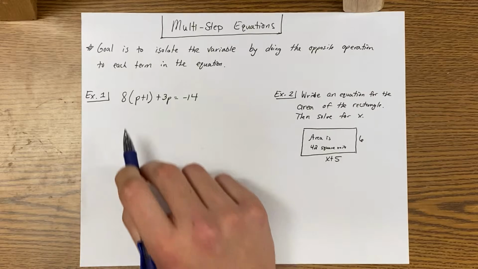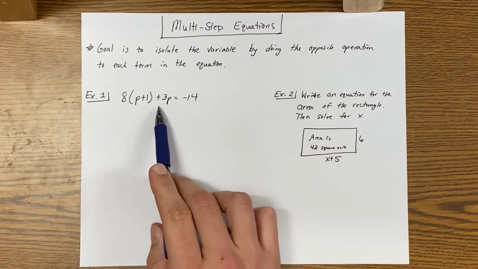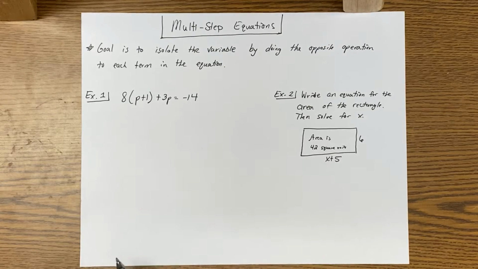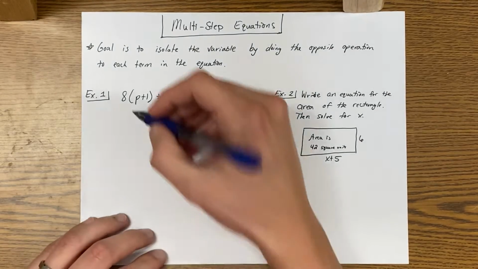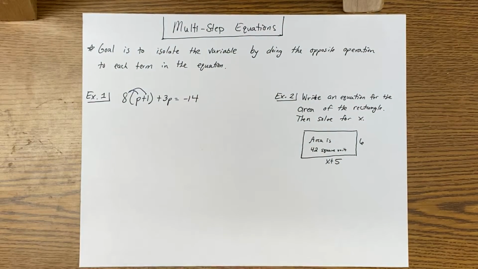All right, so our first example says 8 times the quantity of p plus 1, plus 3p equals negative 14. So our goal here is to solve for p. The first thing we want to do is we notice the parentheses. That means we want to do the distributive property. When we do the distributive property, we're multiplying the number or the term that's on the outside of the parentheses by each term that's on the inside.